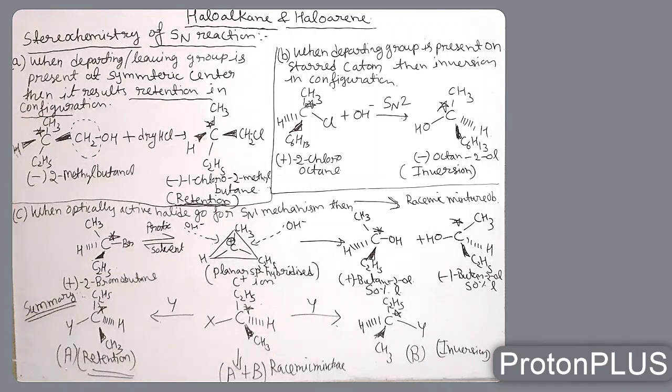So we can summarize in a simple way: when the attacking group attacks in the same direction as the departing group, that is retention in configuration. When the attacking group attacks in the opposite direction of the departing group, that is inversion in configuration. And when we obtain 50% A and 50% B, that is a racemic mixture.